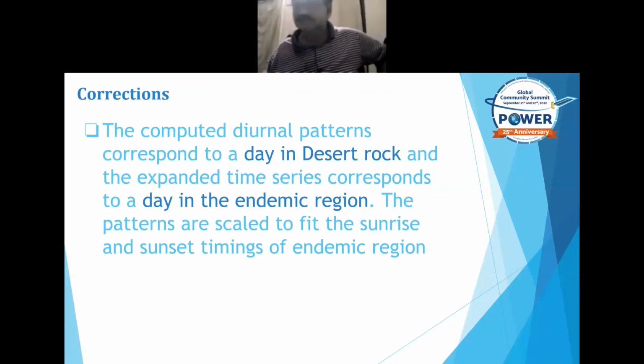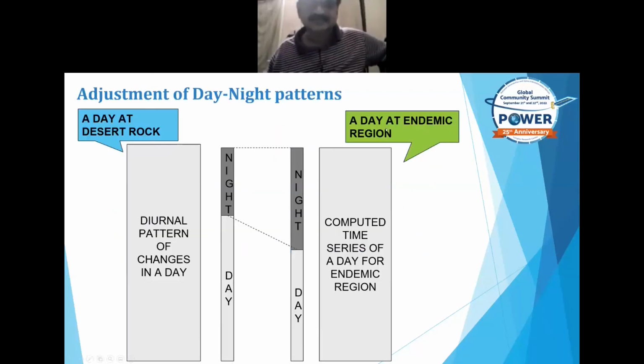A correction is needed for scaling this time series because the diurnal pattern is collected from Desert Rock and the time series is expanded for the endemic region. The days and nights are to be aligned and scaled appropriately.